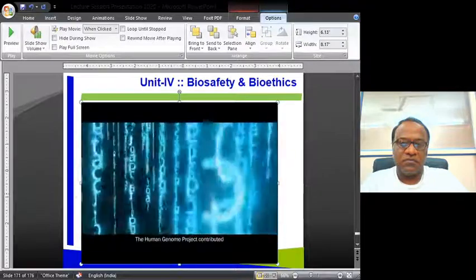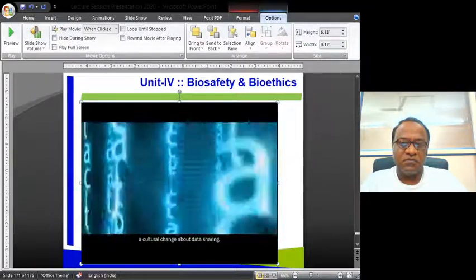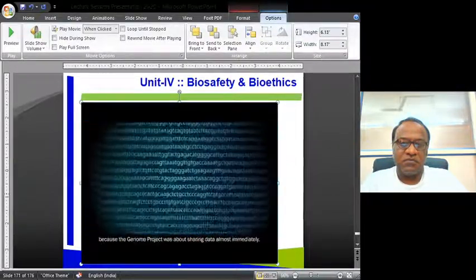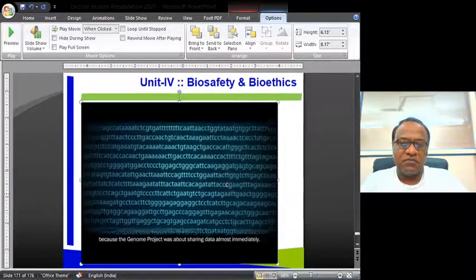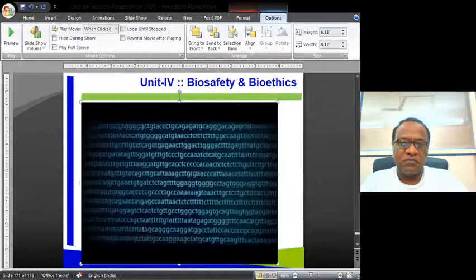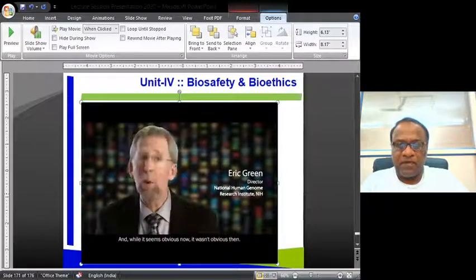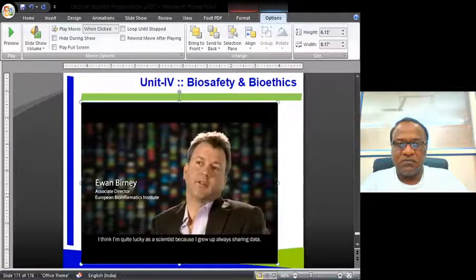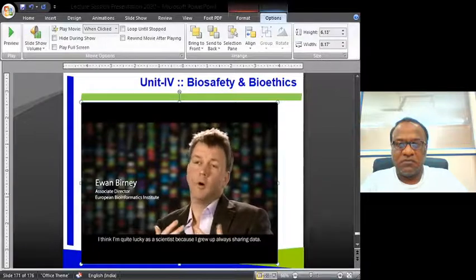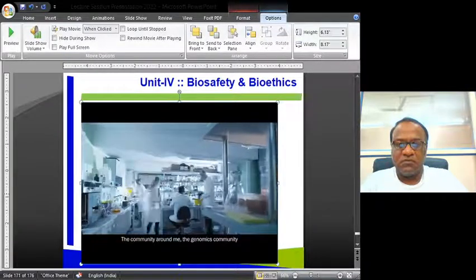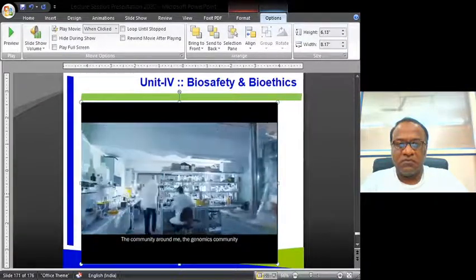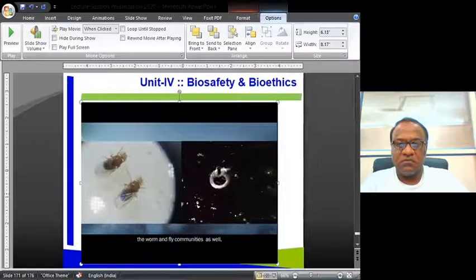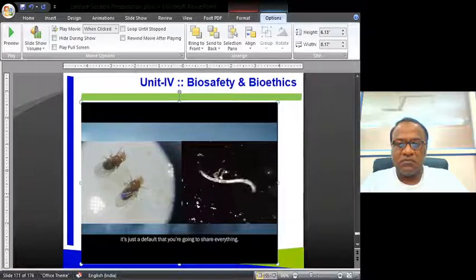The Human Genome Project contributed a cultural change about data sharing, because the Genome Project was about sharing data almost immediately. And while it seems obvious now, it wasn't obvious then. That required significant effort. I think I'm quite lucky as a scientist because I grew up always sharing data. The community around me, the genomics community, the worm and fly communities as well. It's just a default that you're going to share everything.